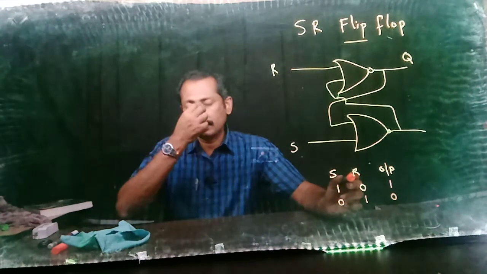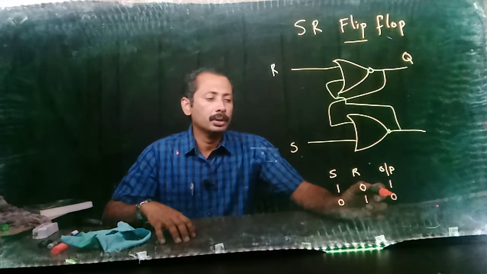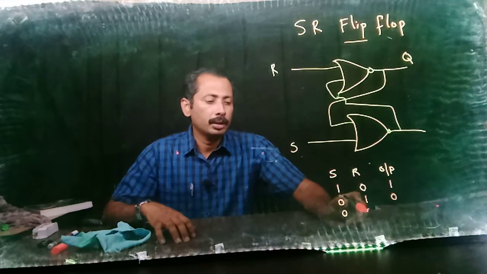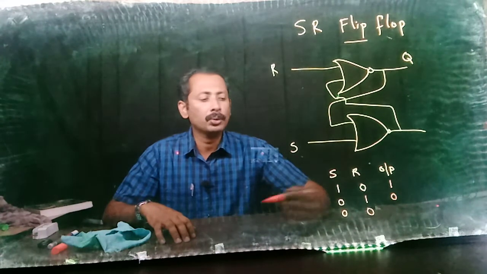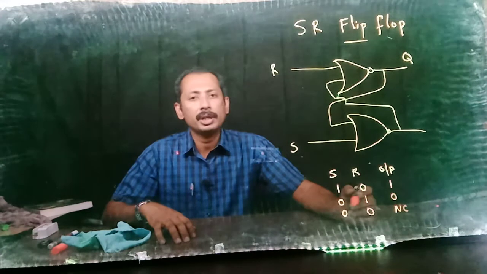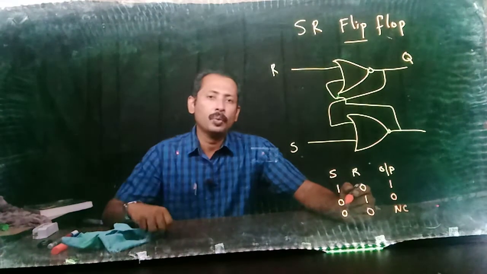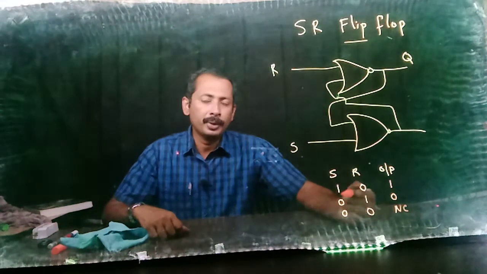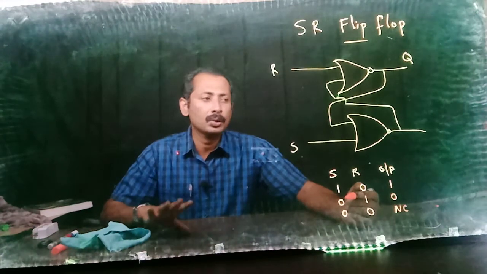So R stands for reset. If R is active, the output becomes 0. And if both inputs are 0 0, the speciality of the output is that it does not change. If the previous value was 1 for the output, then it continues as 1. And if the previous value was 0, then it continues as 0.